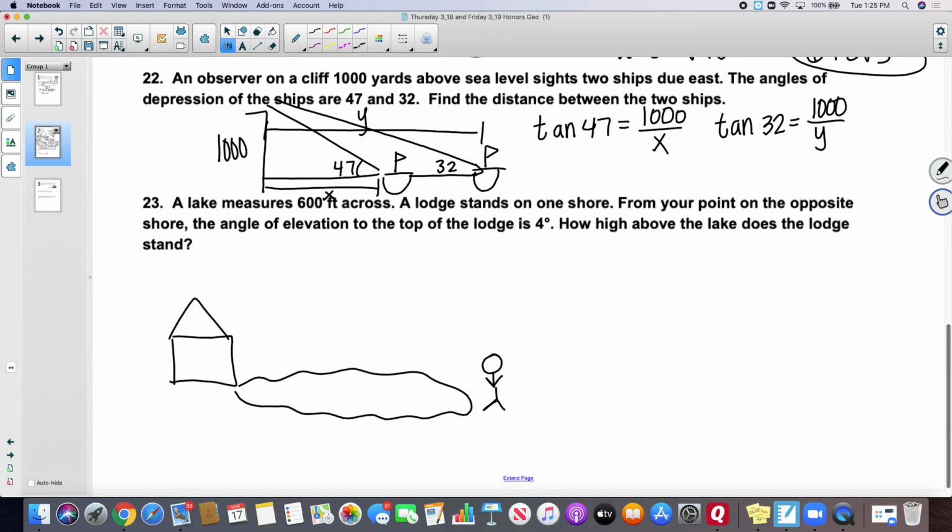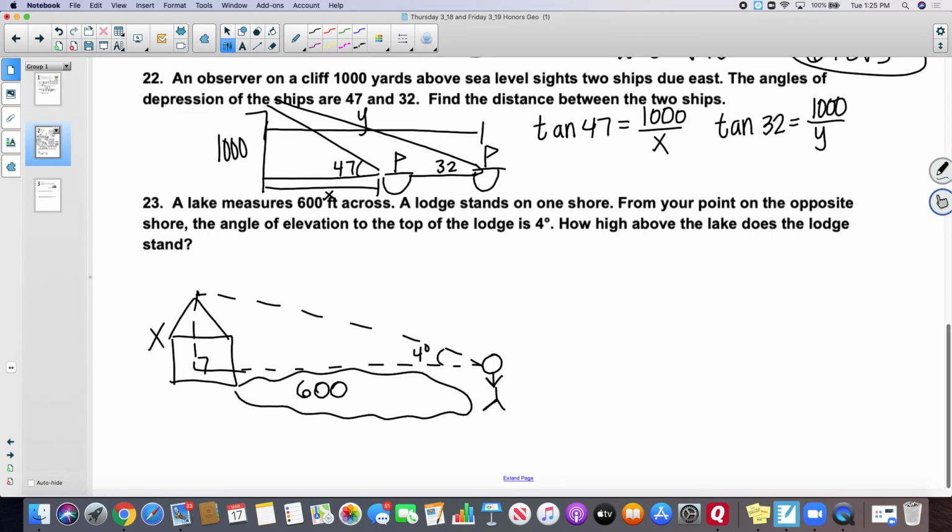And remember your angle of elevation, like this is straight out. So your angle of elevation here is 4. And this is 600 feet across. And then how high above the lake does the lodge stand? So you're looking for this.